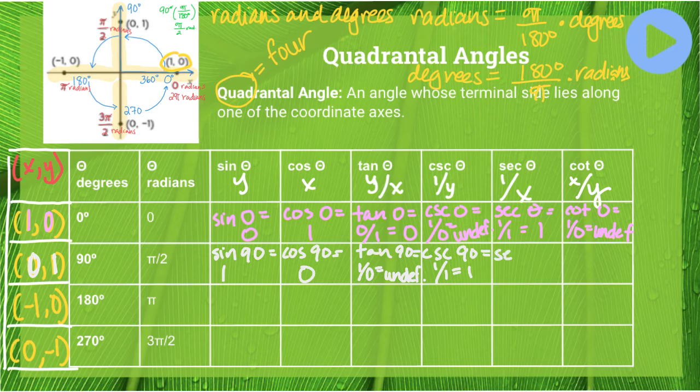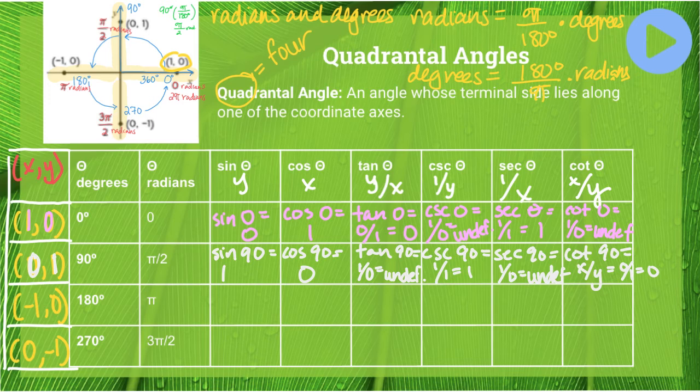And then secant of 90 is 1 over x, and x here is 0. So 1 over 0 is undefined. And then finally, cotangent of 90 is x over y, which is 0 over 1, which reduces to 0.